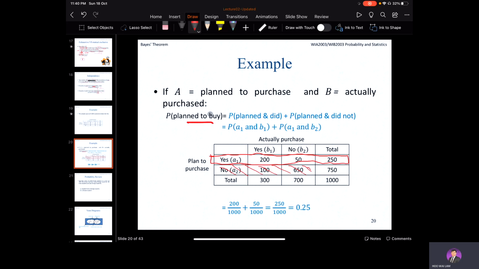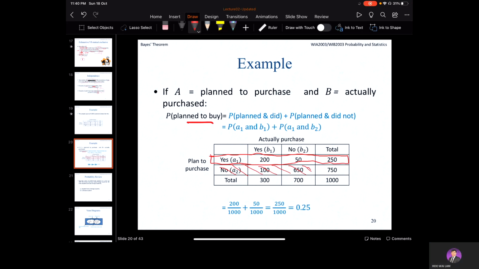You can calculate another marginal probability for no plan to buy. You can also calculate the marginal probability of actually purchase, based on the column this time, or the marginal probability of actually not purchase based on the column. So this is the concept of what we call marginal probabilities. You only sum up the partial probabilities based on the events that you have.